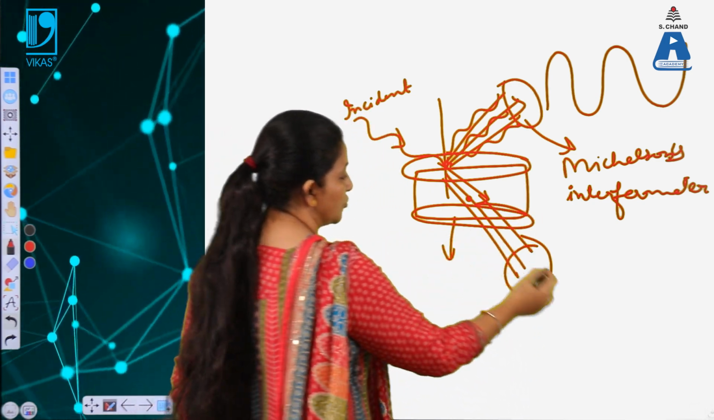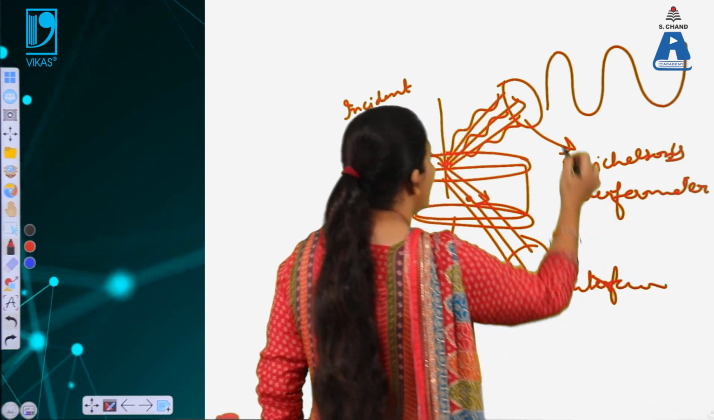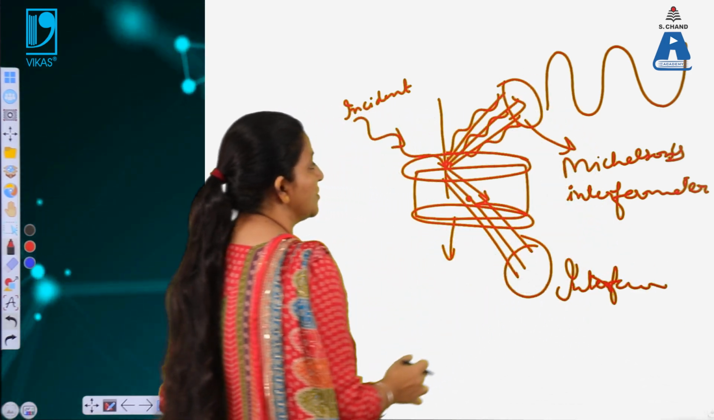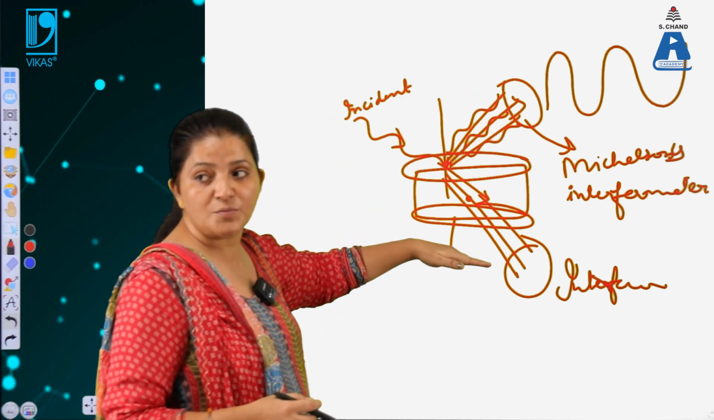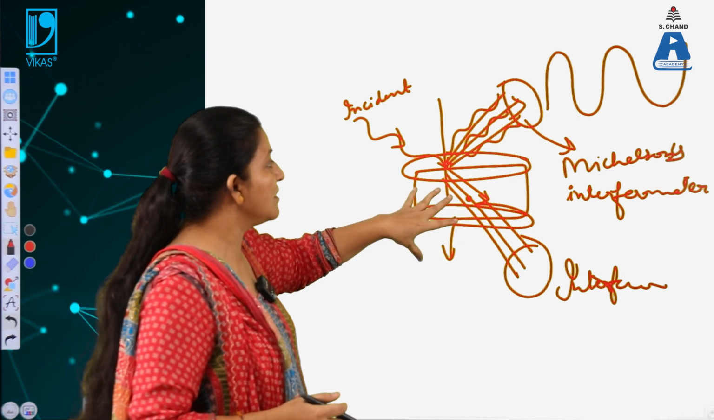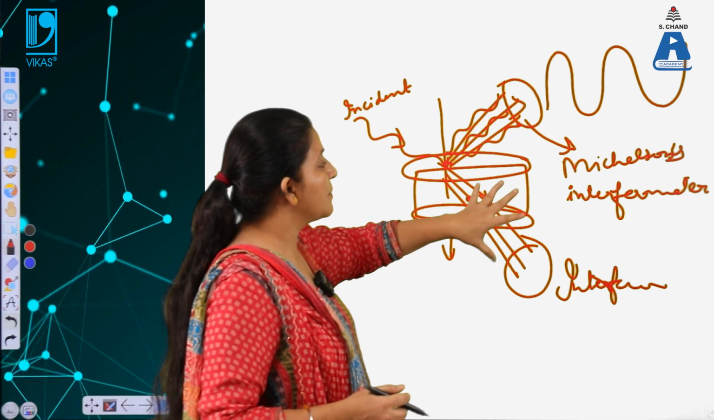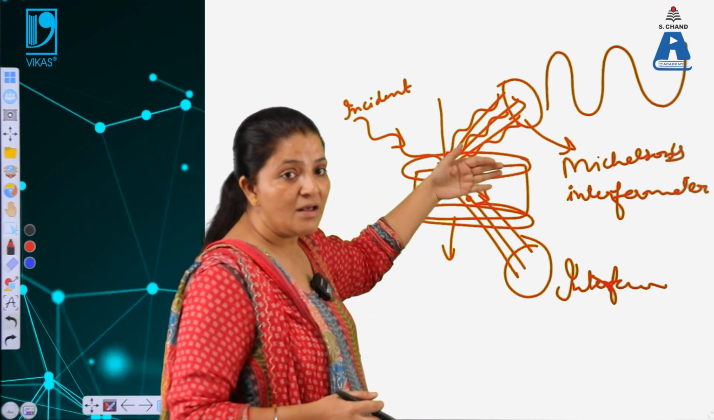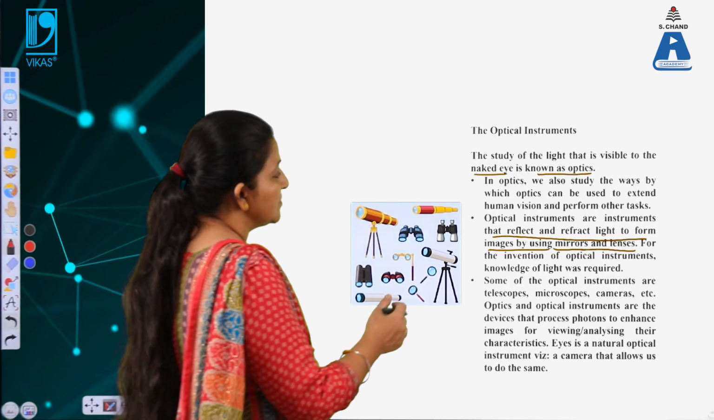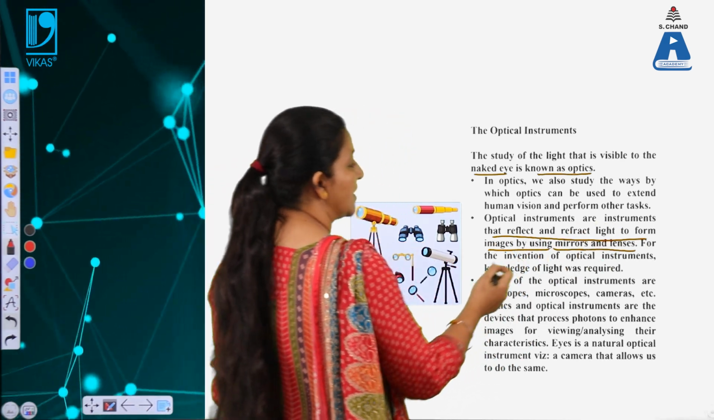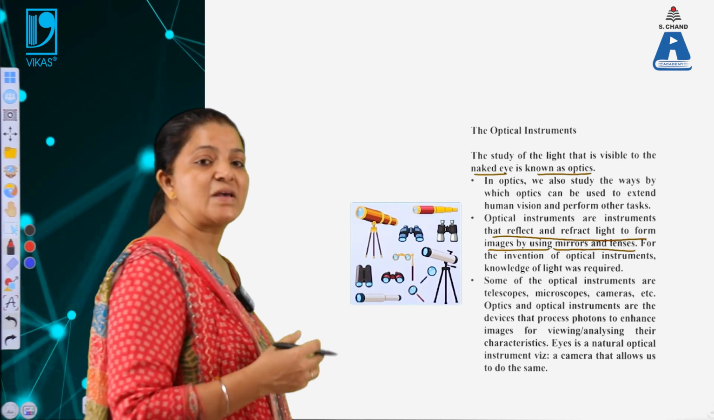Here we can use a Michelson's interferometer, because by that we can see the reflected portion of the light. Another interferometer can be used in order to see the lower surface of the object. So in order to see the upper surface and the lower surface of the object, some optical instruments are needed. Optical instruments are based upon the phenomena of reflection and refraction of light. So optical instruments are instruments that reflect and refract light to form images by using mirrors and lenses.